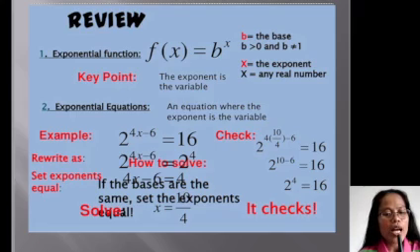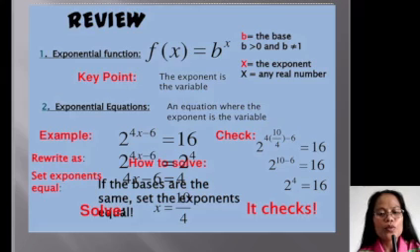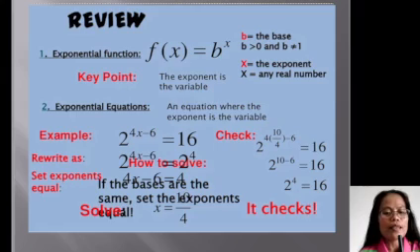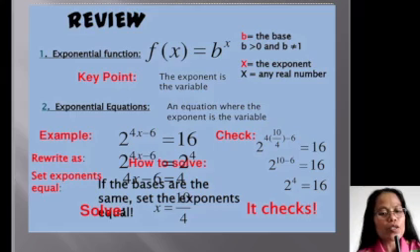Now we will check. 2 to the power of 4 times 10 over 4 minus 6 is equal to 16. And we will apply cancellation here. We cancel out 4 at the numerator and 4 at the denominator. So then 2 to the power of 10 minus 6 is equal to 16. And 10 minus 6 is 4. So 2 to the 4th power is equal to 16. So it checks.